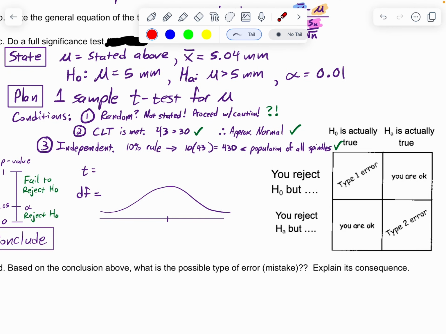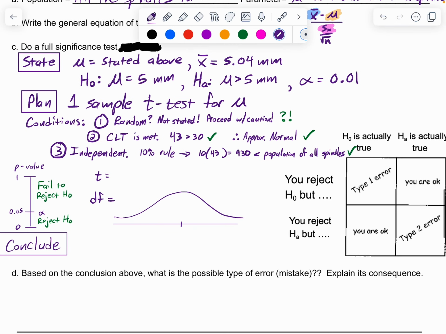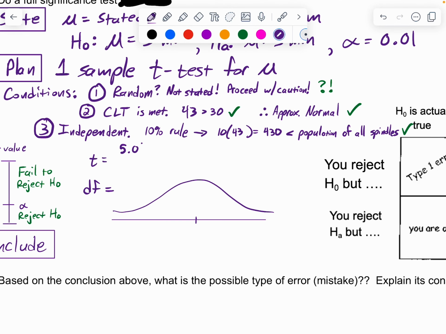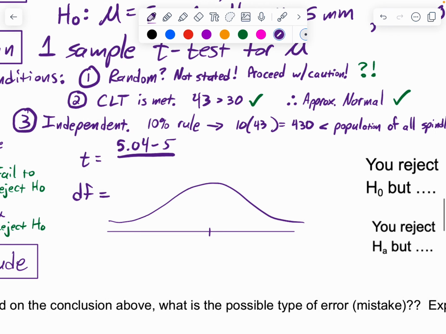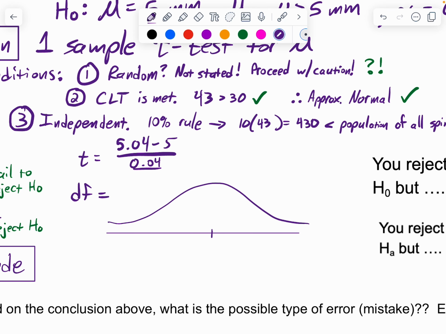All right. My t is going to be 5.04 minus 5 over the standard deviation. That's 0.04 in pink there over the square root of 43. And I'm getting a really, really large statistic of 655. Wow, it's huge. Degrees of freedom is going to be 43 minus 1, which is 42.